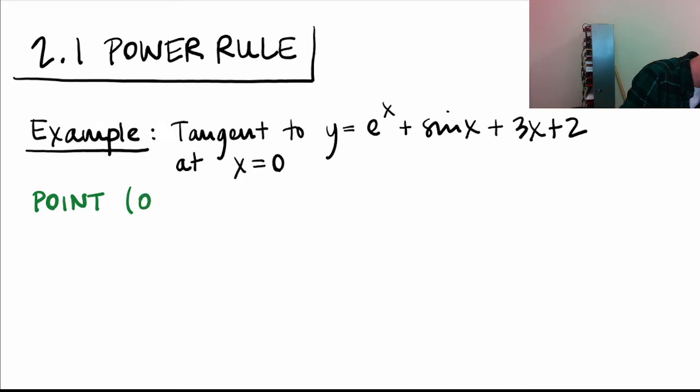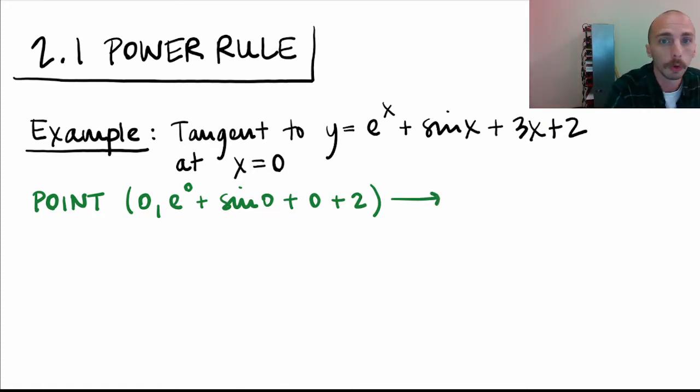Okay, so my point is going to be, all right, x is 0, and I've got a formula for y, so I'm going to use that: e to the 0 plus sine 0 plus 3 times 0 plus 2. Now in this class, I need you to know that e to the 0 is 1, and I need you to know that sine of 0 is equal to 0, right? So that's x equals 0 and y is 1 plus 0 plus 0 plus 2. That's going to be a total of 3.